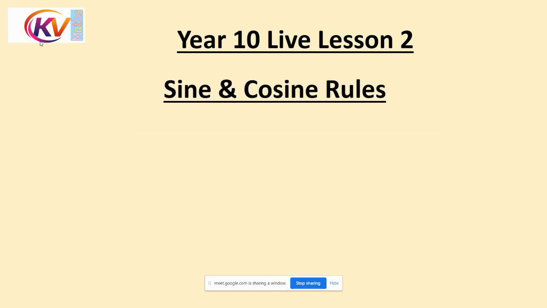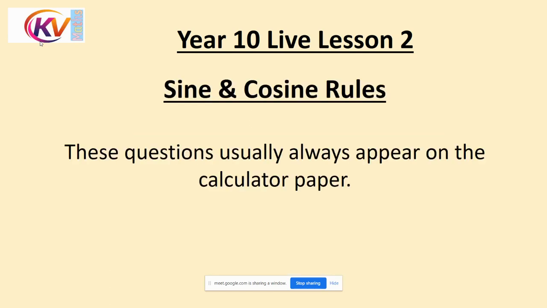With sine and cosine rules, what you need to be aware of is that these are generally always on the calculator paper. It's very, very rare that you would get a sine or cosine rule question on the non-calculator. It doesn't mean it never happens, but it is highly unlikely, or it's usually a 1-mark multiple choice question where you would need to apply the rule and then figure out which of the answers offered is correct.